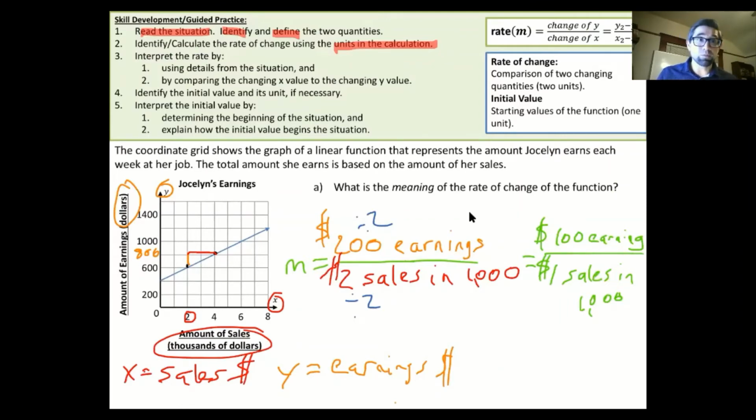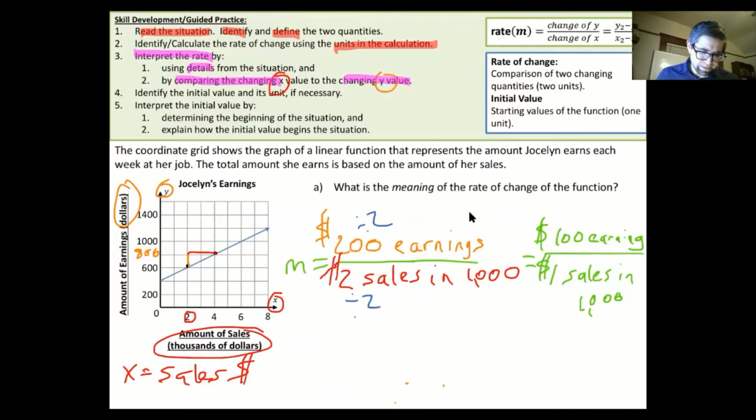Okay, so let's interpret the rate. Now, this is the third step, interpret the rate. It says to interpret the rate by using details from the situation, right? So I need to make sure I'm talking about that she's earning money based on her sales. And then I also need to compare the X value change to the Y value change. So I need to compare the X values to my Y values.